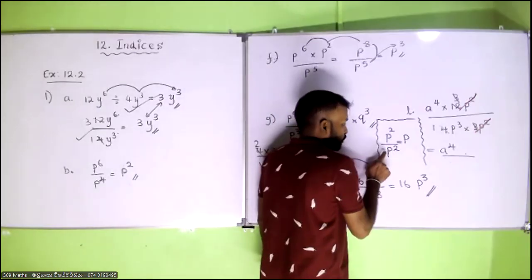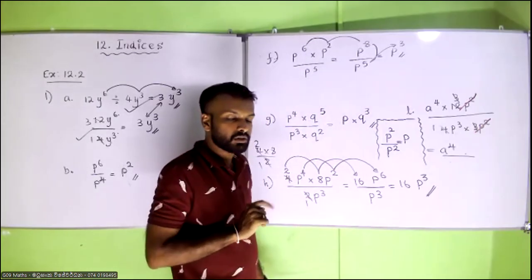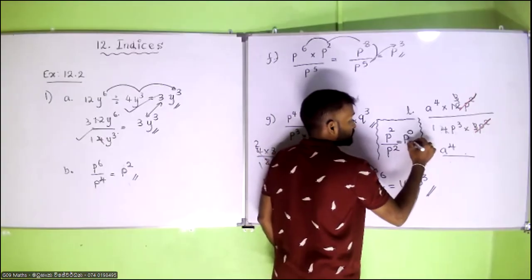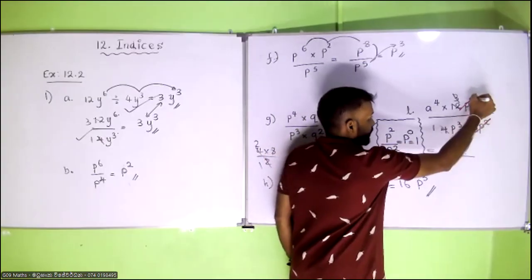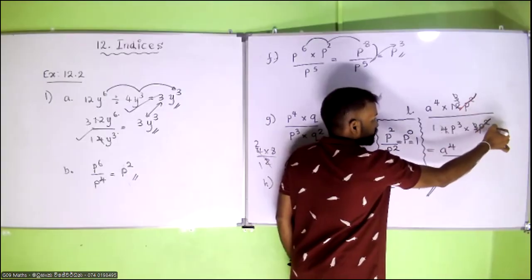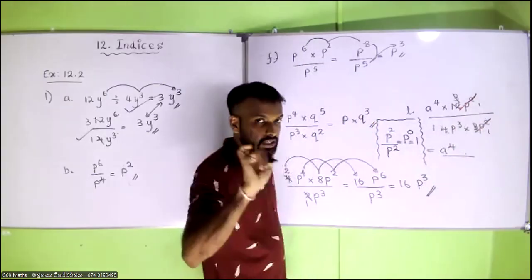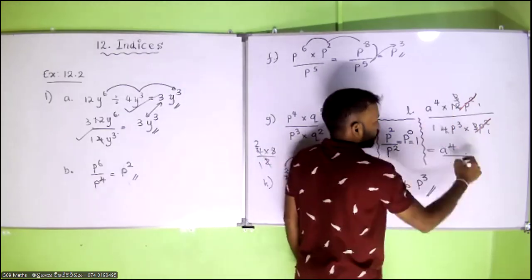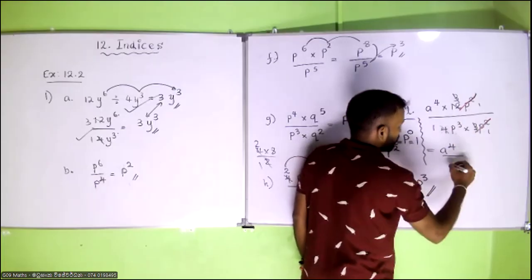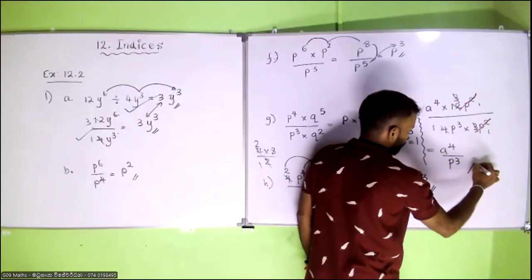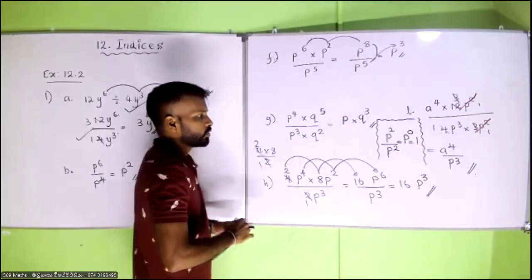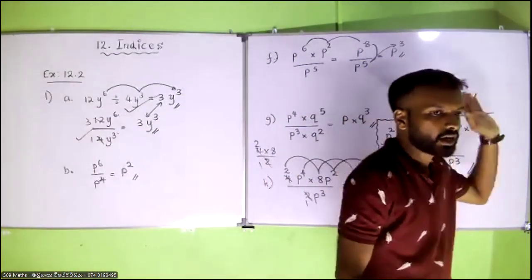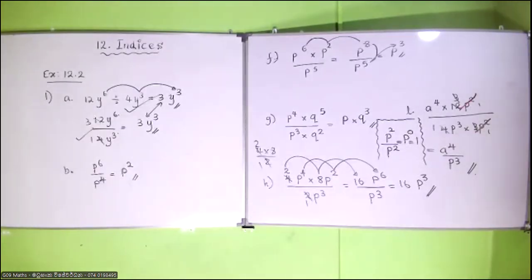P to the power 2 minus 2, 0. P to the power 0. The answer is 1. So P to the power 2 times 1, 1 divided by 1. So that's it. The answer is A to the power 4 divided by P to the power 3. Or otherwise, you can expand and cut. Your answer should be like that.